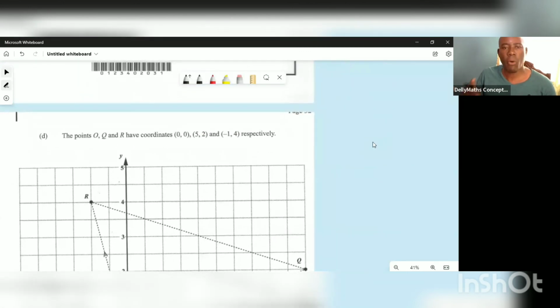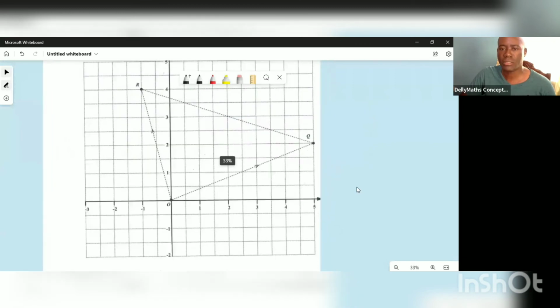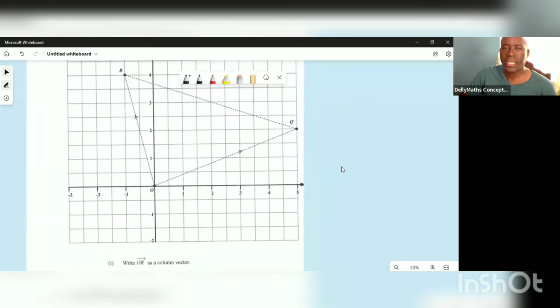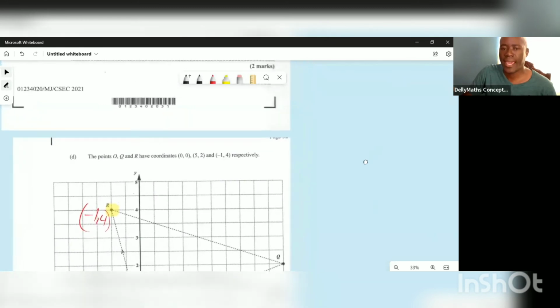The last question is: the points O, Q, and R have coordinates (0, 0), (5, 2), and (-1, 4). We're looking at those. Write OR as a column vector. If it is a position vector where everything is from the center, then that point there, which is (-1, 4), is automatically my position vector OR. OR is equal to the column vector (-1, 4). So we just turn that coordinate into a vector.